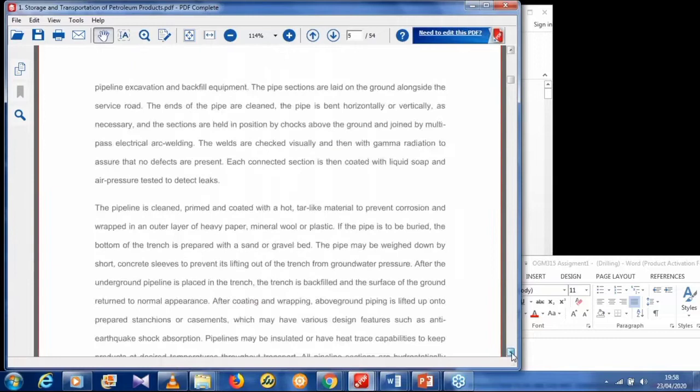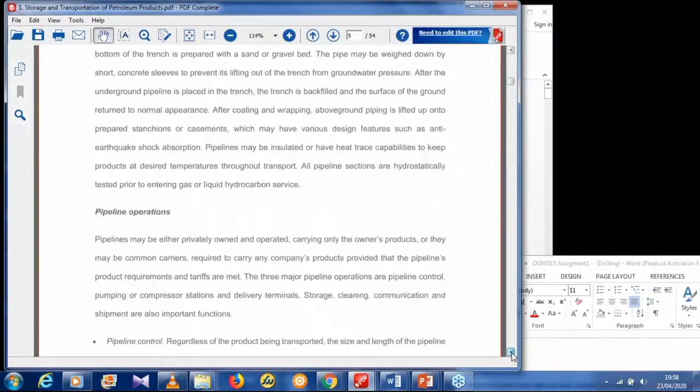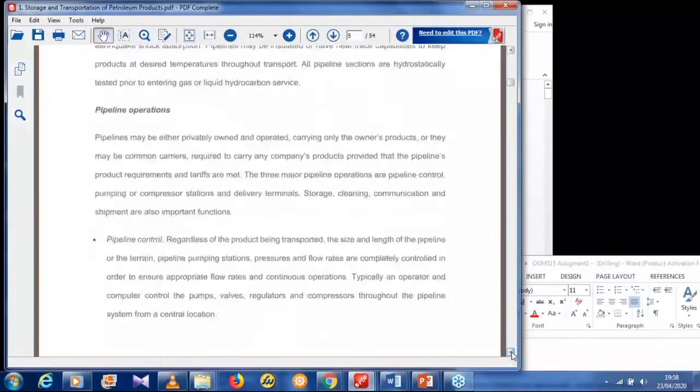Now, pipeline operations. Pipelines, I'll spend some little time on it in our next class, because we're starting almost immediately after this.